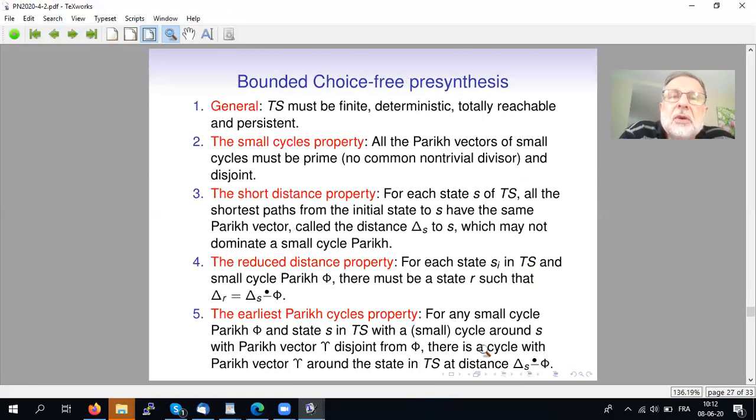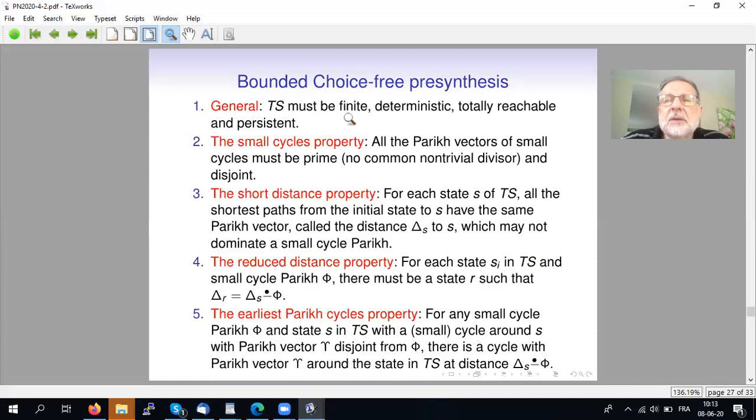For instance, in the case of bounded choice-free nets, we previously obtained a long series of properties that have to be satisfied. And all those properties are rather easy to check, especially if we do it in the order presented here. The first one is the general property saying that the transition system we start from must be finite, otherwise the boundedness is not satisfied.